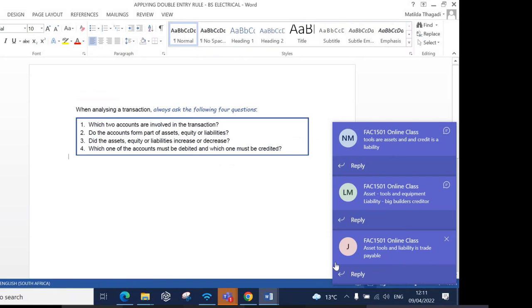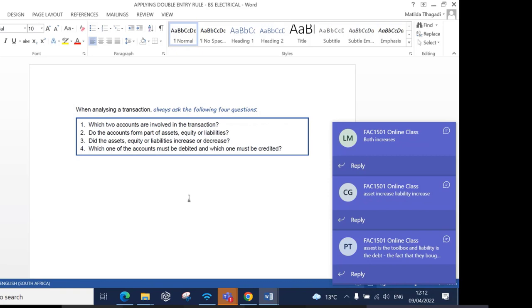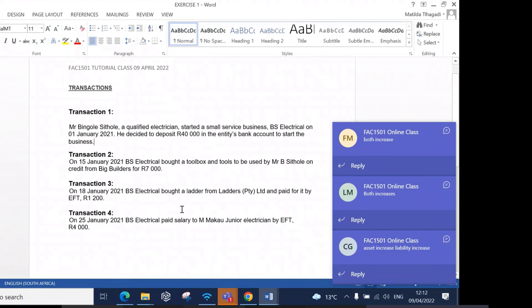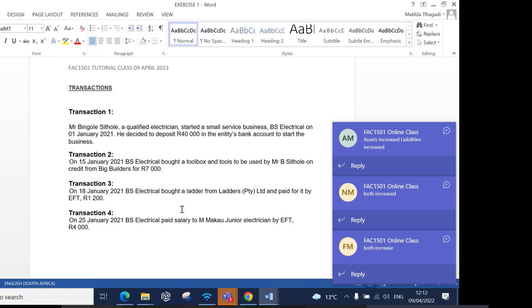The third point is, did the asset, equity, or liability increase or decrease? Asset increase, liability increase. Both increase. Well done, guys.